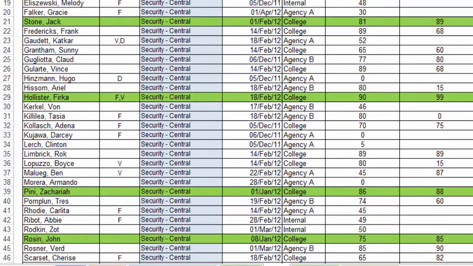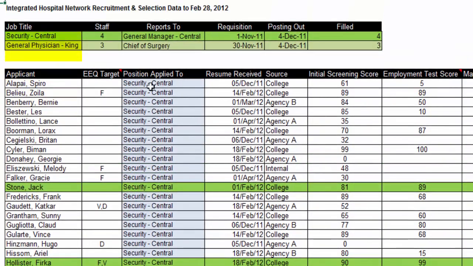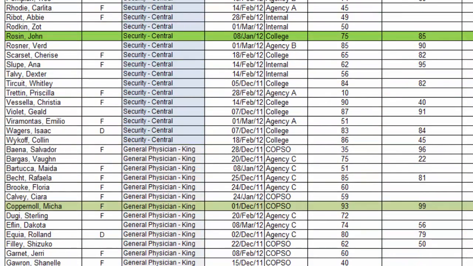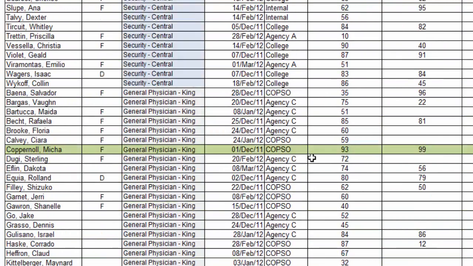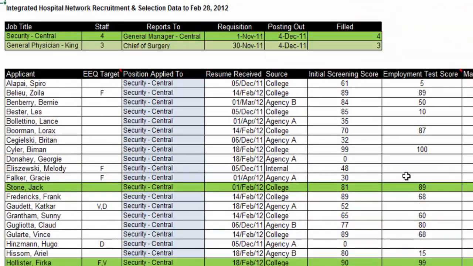Now the recruitment and selection tab takes 2 of those vacant jobs, security for Central and general physician for King. So we need 4 security officers hired and we need 3 general physicians that King hired. And it gives you some information of when the requisition was signed, when we sent the posting out, and the candidates that actually applied from different sources and so on. So we did hire. The greens are the ones that were actually hired. So you can do some sort of recruitment selection metrics around here.